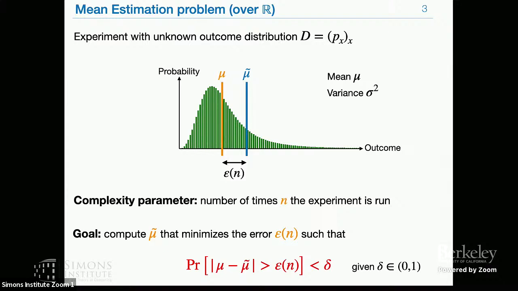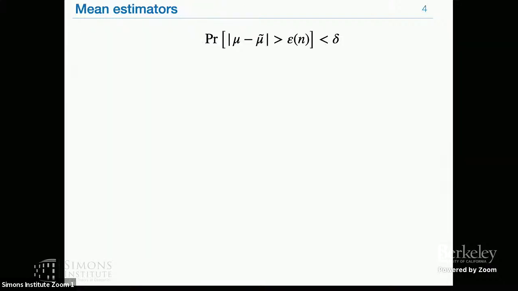And the standard error bound that you want to satisfy is shown here in red. You want to find the smallest error term, which is the distance between mu and mu tilde, and you want it to hold with probability 1 minus delta. Okay, so this is really the standard mean estimation problem.